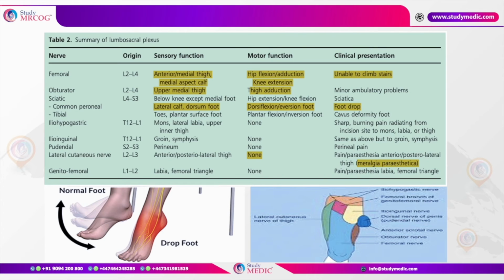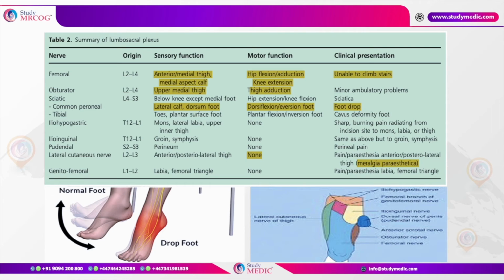The second is the obturator nerve. The obturator nerve supplies the upper medial thigh and is responsible for thigh adduction. And if it is affected, then there are only minor ambulatory problems. Then sciatic. We have 2 divisions, common peroneal nerve and tibial nerve.